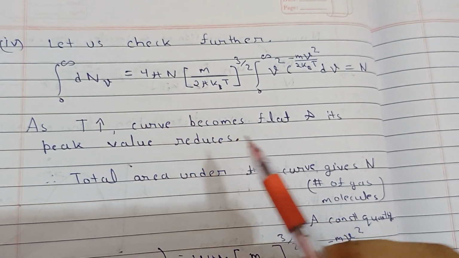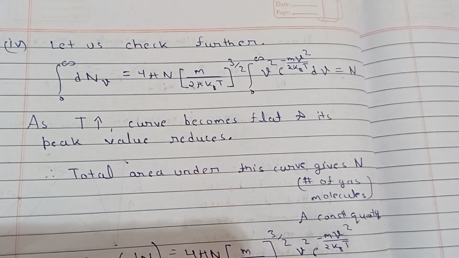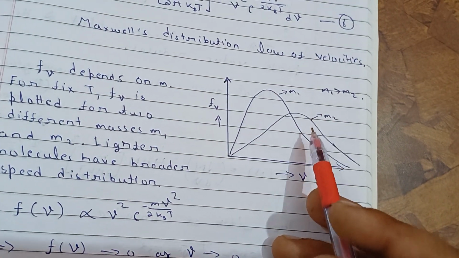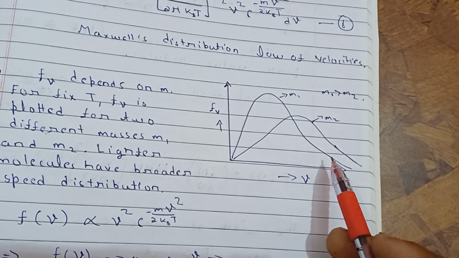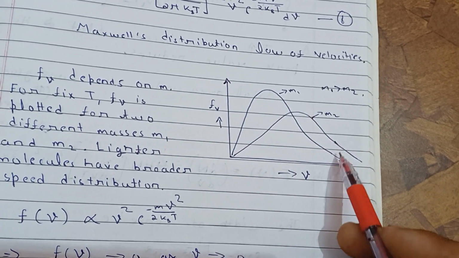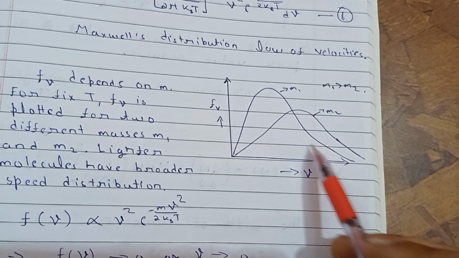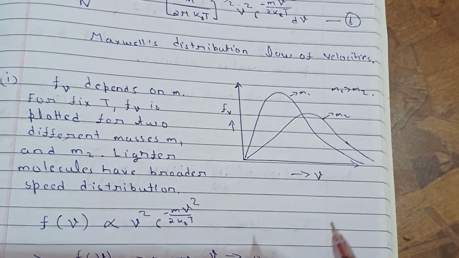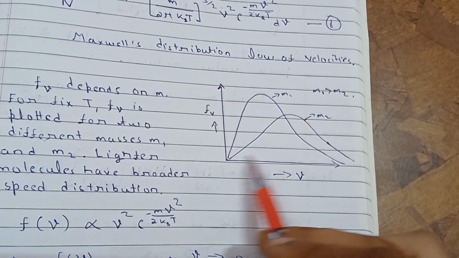As temperature increases, the curve becomes flat and its peak value reduces. What is the reason behind this? We can see a logical reason. As temperature increases, the particle velocity increases, meaning more particles will have higher velocity. That's why the curve becomes broad, and the maximum reduces, because most particles shift to this side with higher velocity. So this must reduce to keep n constant. With higher temperature this curve will go like this, and for even higher temperature it will become flat.